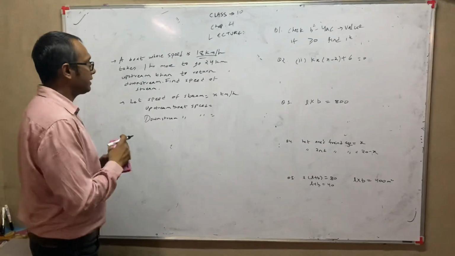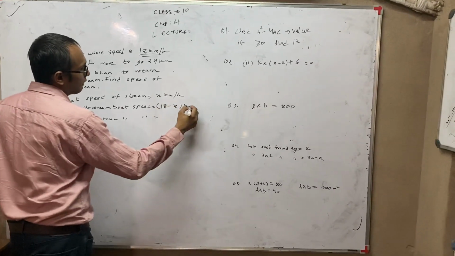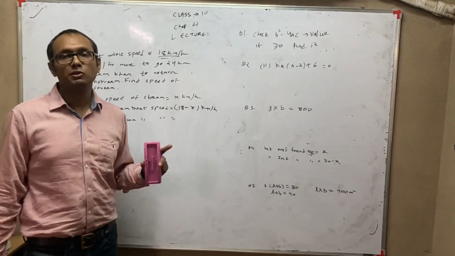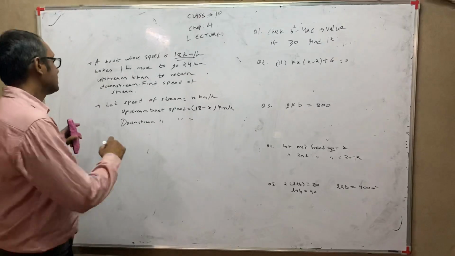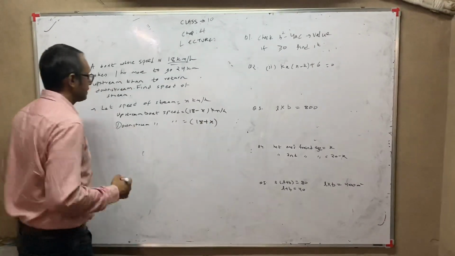Therefore upstream speed of the boat, it is against the current, so will be 18 minus x. Here always remember, you will write 18 minus x, never x minus 18, because we will always assume that the speed of the boat is greater than the speed of the river. Similarly, downstream speed is 18 plus x.